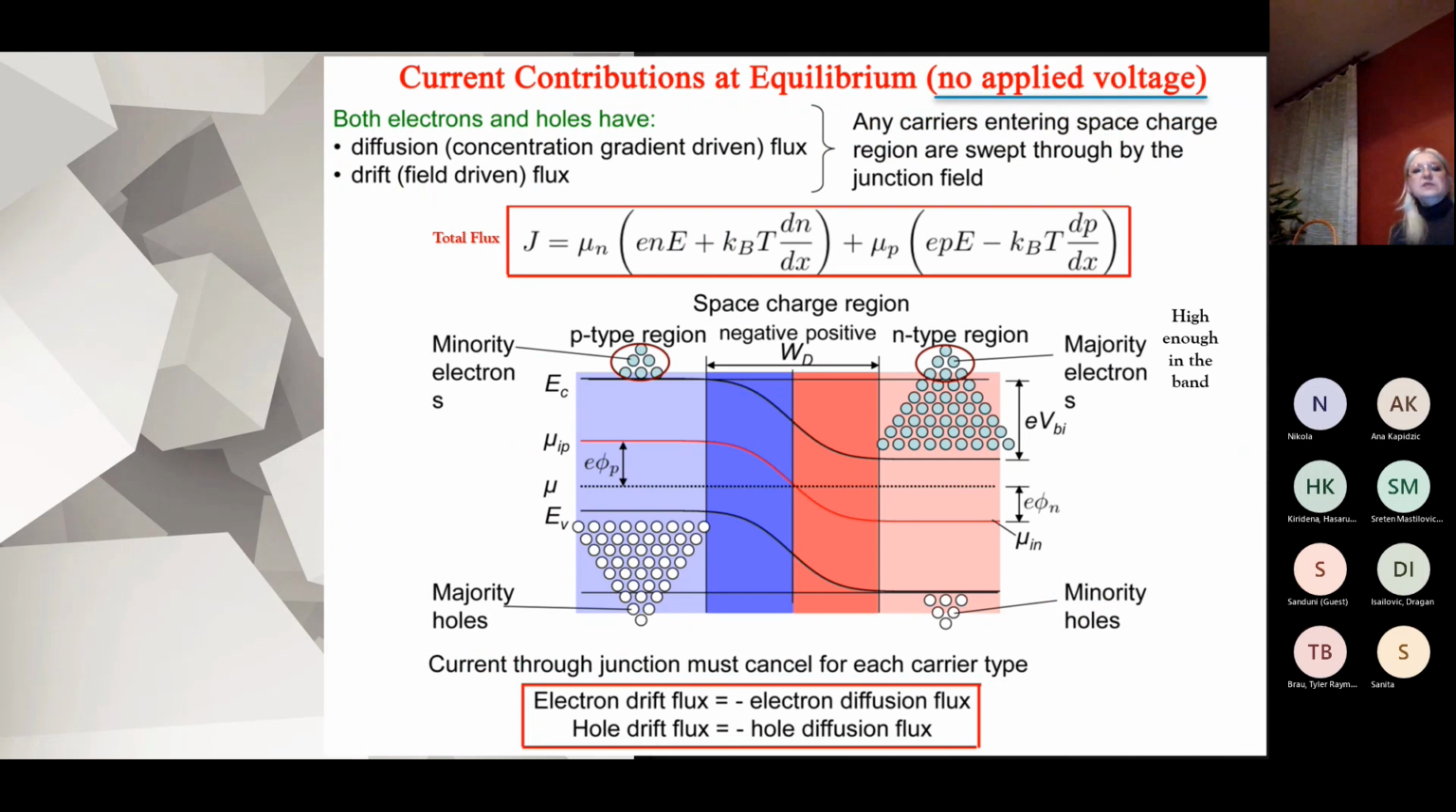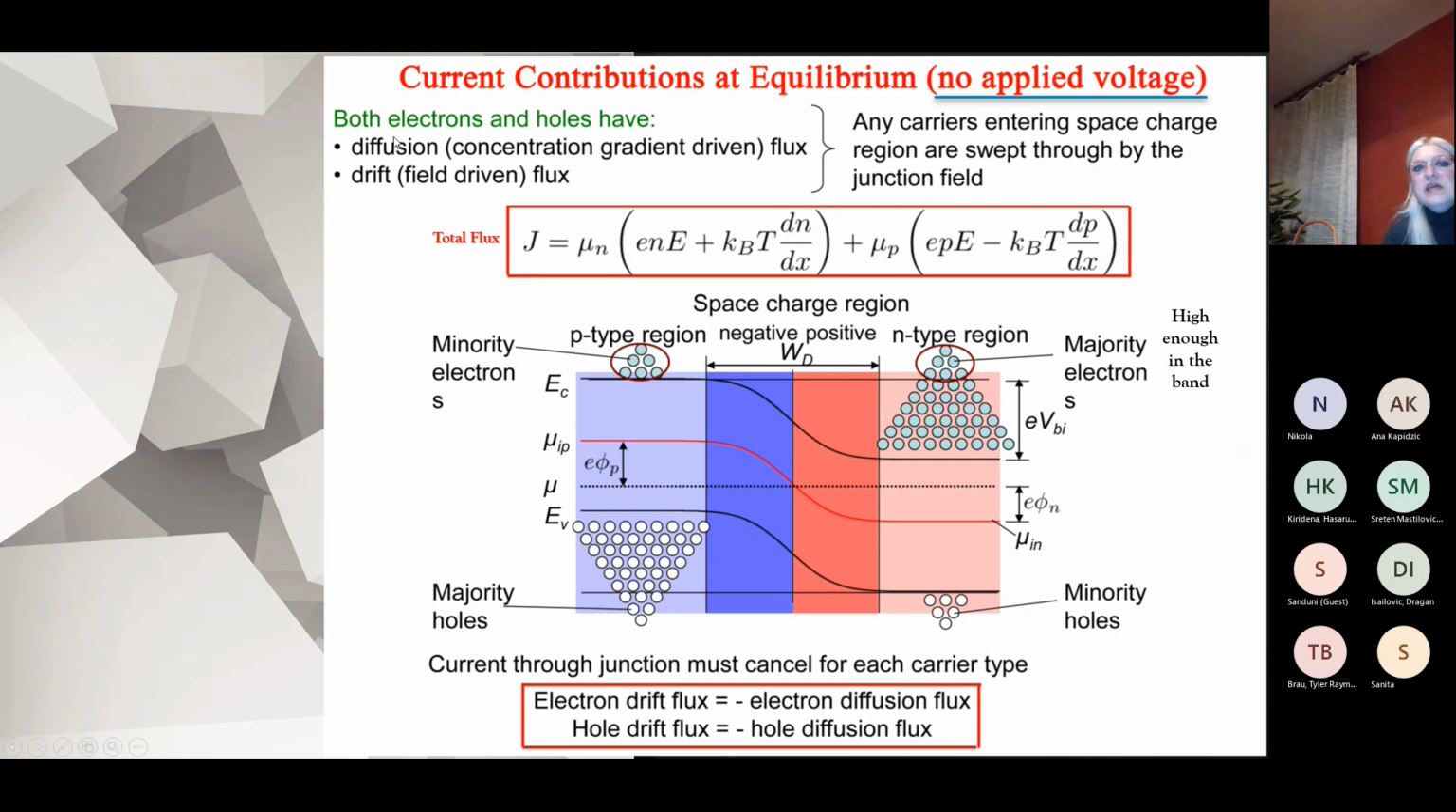The next slide schematically represents what we have so far, because these are the current contributions at equilibrium. So far we don't have any applied voltage, but sometimes it is easier to understand what happens with the minority and majority carriers if we use a schematic presentation when we apply a voltage.